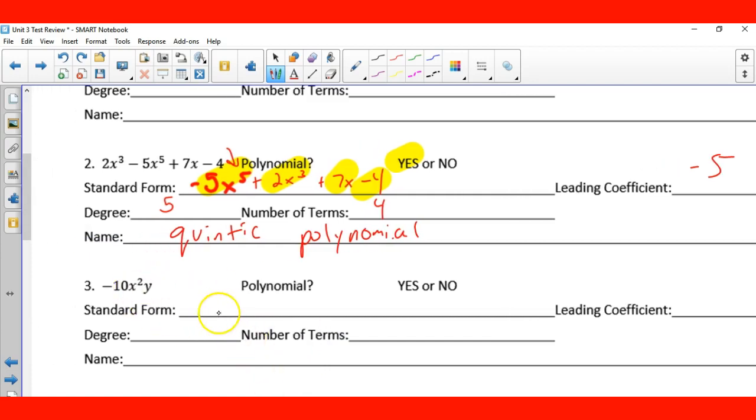Now this one. This is a polynomial, yes. Specifically, it's a monomial. Write in standard form. It is written in standard form: negative 10x squared y. The leading coefficient is negative 10. The degree, remember on a monomial, you have to add all the exponents up. So you have 2 and 1, the degree is 3. Hey, might see this on the test. Wink, wink. Number of terms: 1. The degree is 3, so we're going to say cubic monomial.